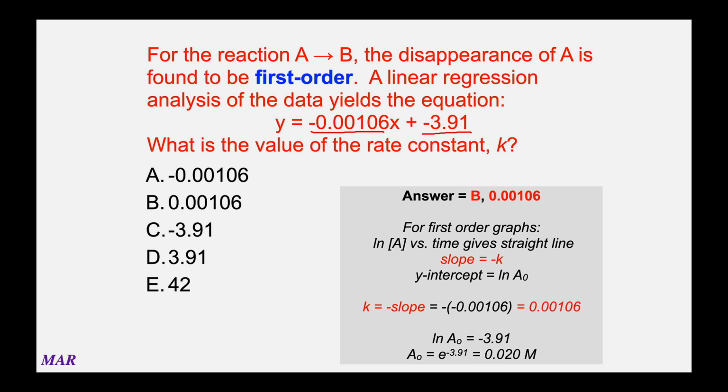Now, the negative 3.91 number can be related back to the initial concentration. We talked about how the natural log of A naught, the initial concentration, equals the y-intercept. So in this case, the initial concentration is 0.020 moles per liter. But that's not really important here. We just wanted to talk about rate constants, K. Remember, K is always going to be a positive number.